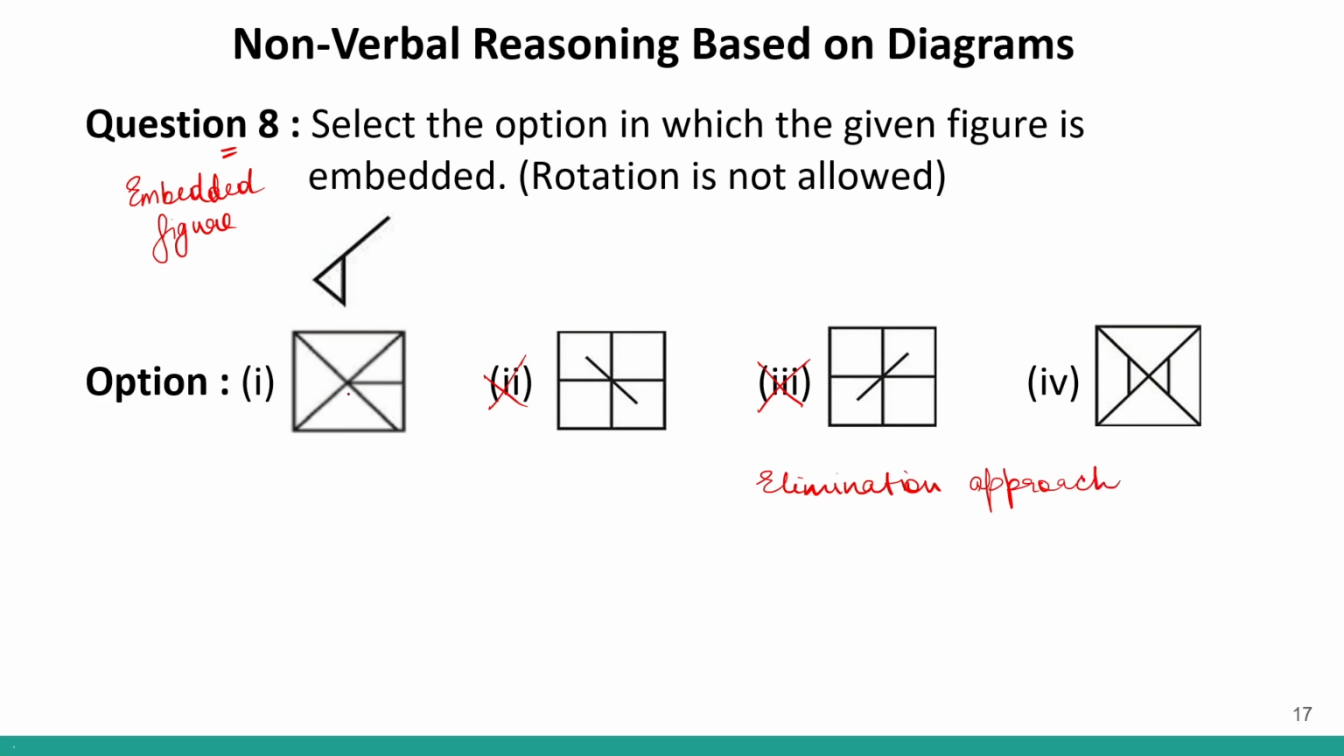Okay. So now let us look at option number 1 and option number 4. In option number 1, I can see something like this. But this is not exactly matching with this because rotation is not allowed. But over here, I can see this. And this I can see is exactly same as this figure. So option number 4 will be the correct answer.